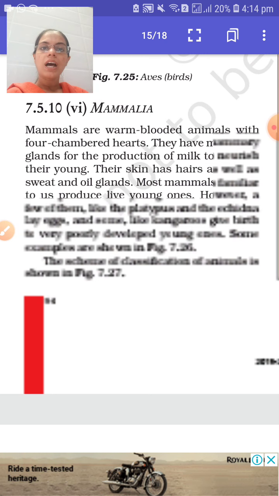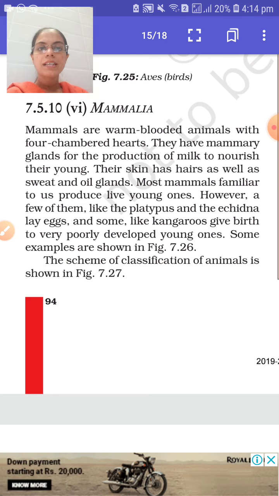Now the last one is the mammals. Mammals are warm-blooded animals. What do you mean by warm-blooded? They can't change their body temperature on the basis of the outer atmosphere. That means they are warm-blooded animals with a four-chambered heart. They have mammary glands for the production of milk to nourish their young.